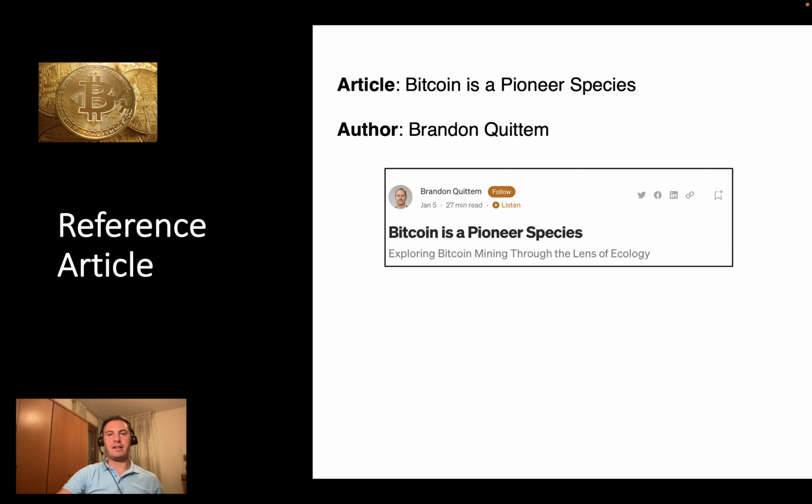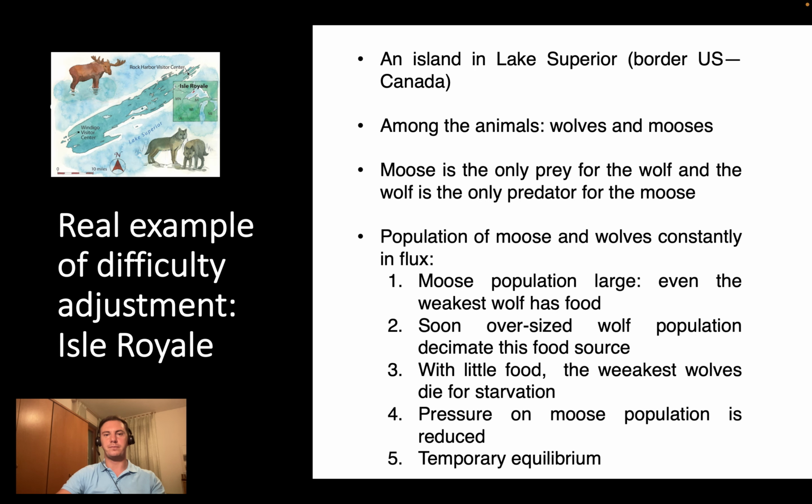These are the reference articles. Bitcoin is a Pioneer Species is written by Brandon Quittem. It's really a great article. I strongly recommend you read this article because it's a long article also discussing Bitcoin mining in general. And in this video, I will discuss one part of the article.